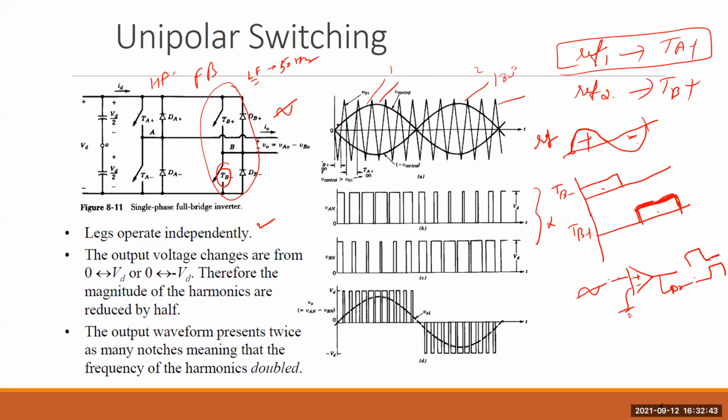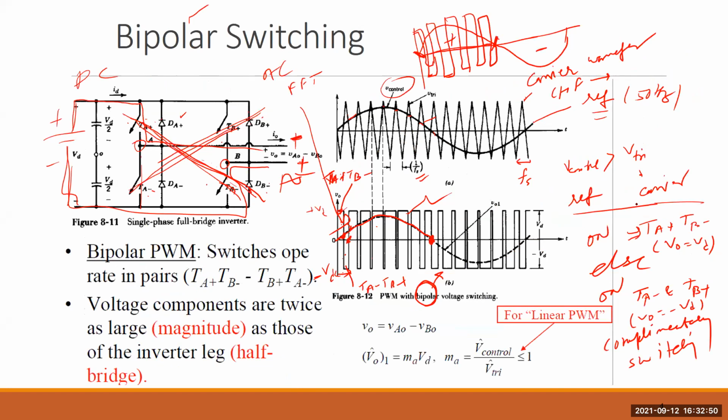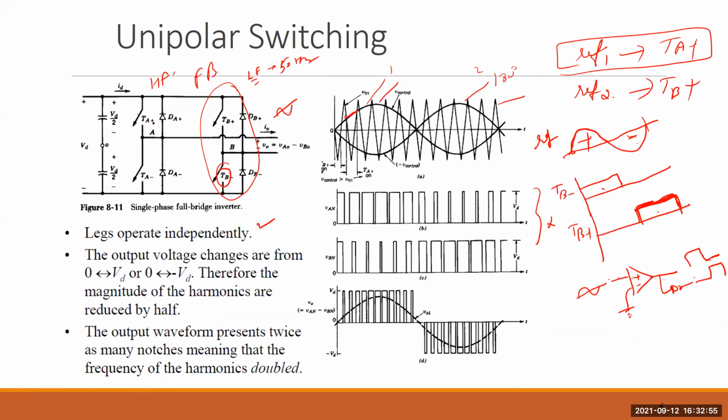So whenever the reference is higher than the triangle, same thing, you generate the gating signal for TA plus whenever the reference is high. So what happens? The voltage comes through TA plus and then through TB minus, which is VD, right? And whenever it is lower, then the switch is off.